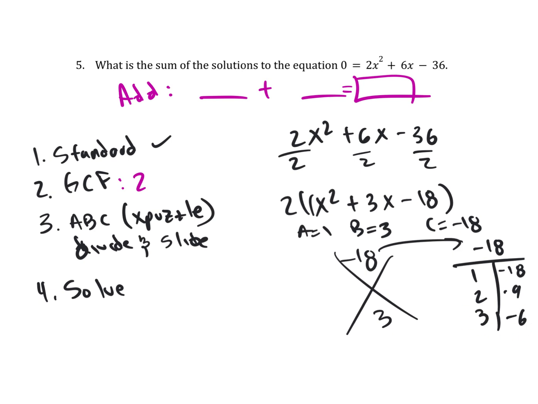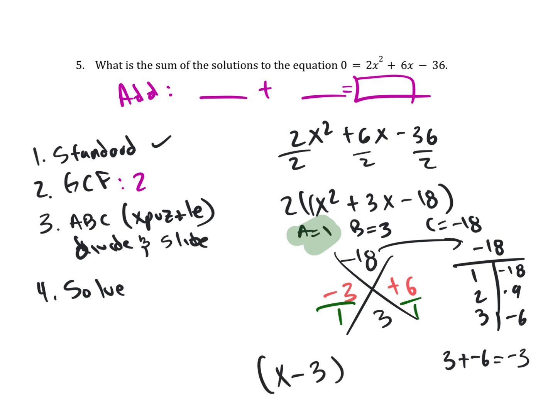If you add 3 plus negative 6, you get negative 3. I know that's not really what we're looking for, so all I have to do is change my signs. I should write negative 3 and positive 6 down. From there, you divide and slide by the A value. The A value for this problem happens to be 1. So if you divide by 1, your answer stays the same. So those are my factors.